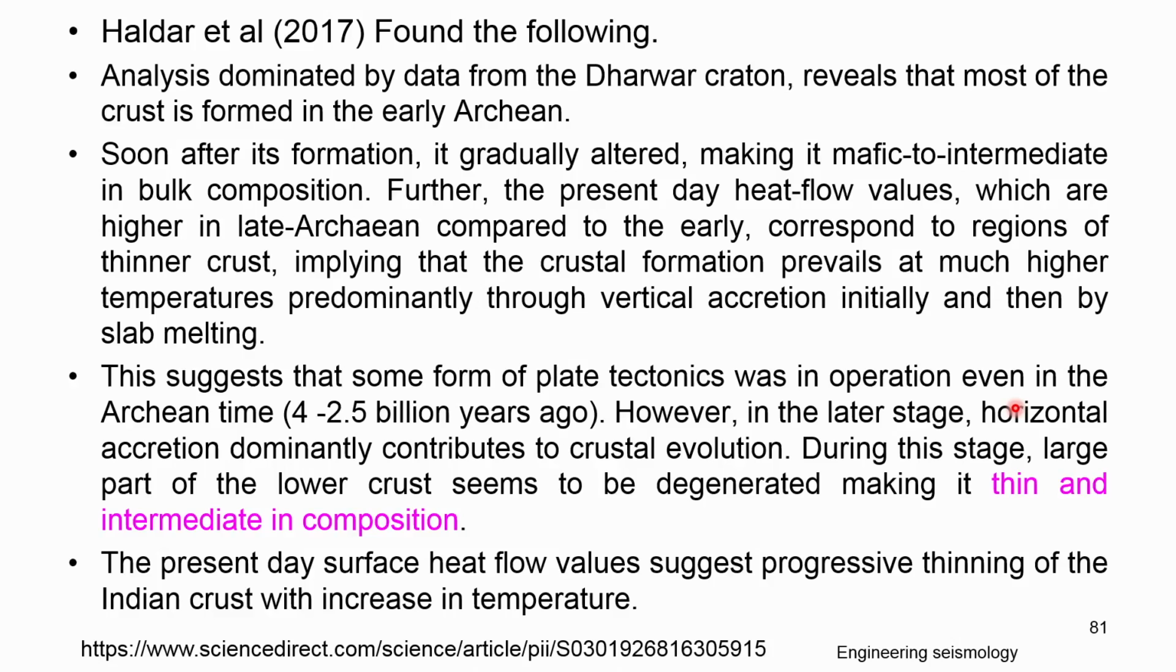Soon after its formation, it was gradually altered, making a mafic to intermediate bulk composition. The present-day heat flow values, which were higher in the late Archean compared to the earlier, correspond to regions of thinner crust, implying that crust formation prevailed at a much higher temperature, predominantly through vertical accretion initially and then slab melting. So they try to compare how the plate was formed and how the heat flow was in olden times and now. Overall his findings say that the Indian stable continental region has a thin plate when compared to any other intraplate crustal thickness.